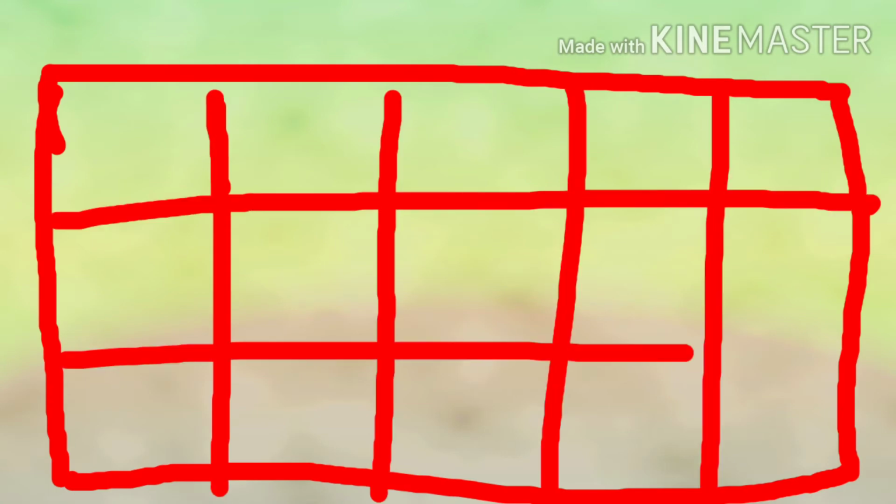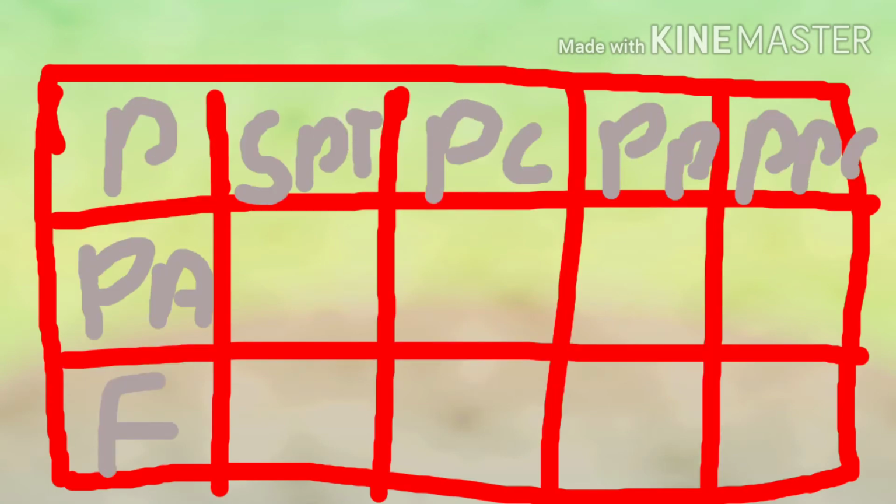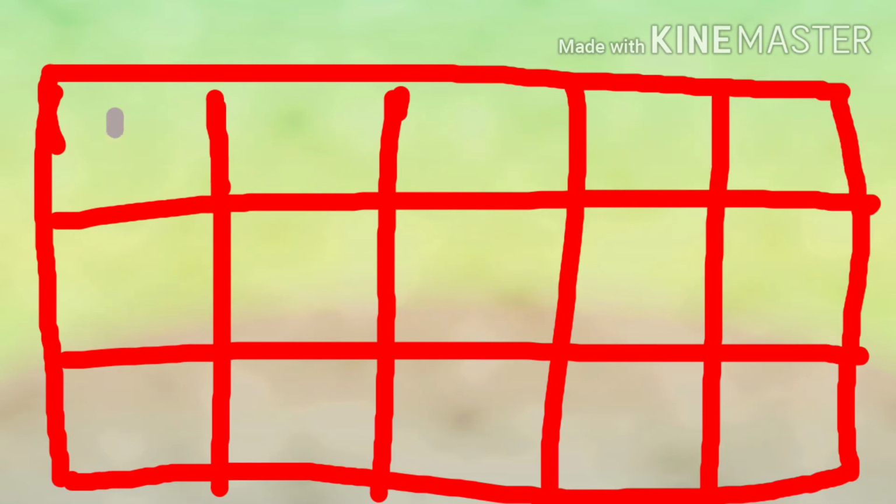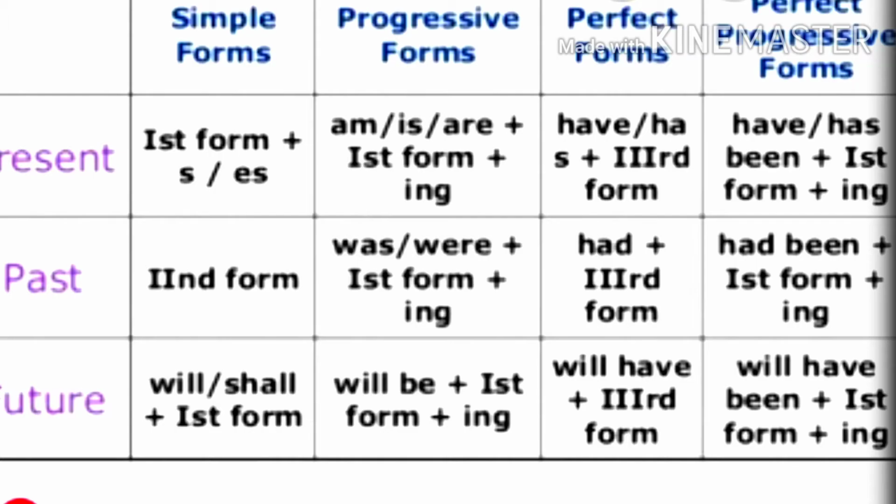Now let's have a look at the table, how to form the tenses. As you all know, there are three important types: present, past, and future. Present is divided into 4 types, past also into 4 types, and so is the future. This type of table you have to make, because if you make these tables, you can understand easily. Now we'll move on to the next, the table over here.